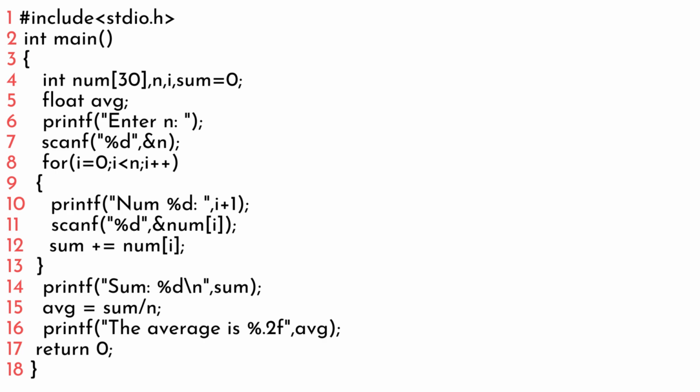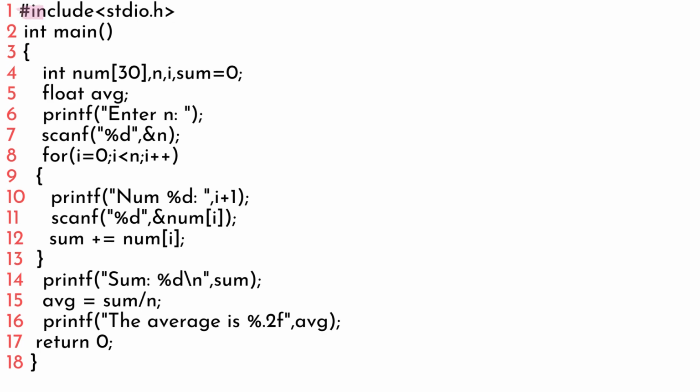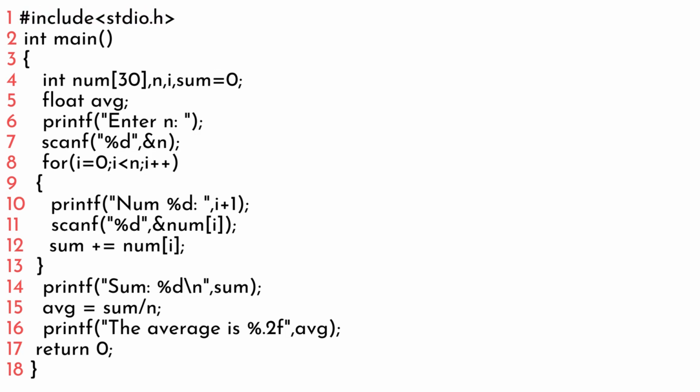In today's program, we are going to learn how to find the average of numbers in an array. This is a basic program in C. We will start by including the necessary header file, stdio.h, which allows us to use functions like printf and scanf.